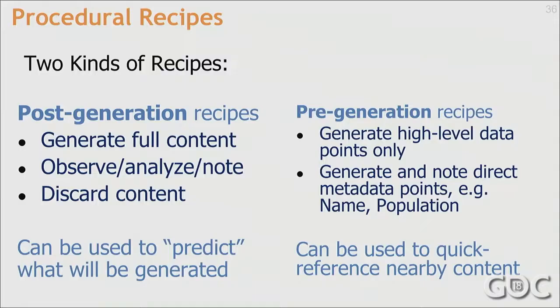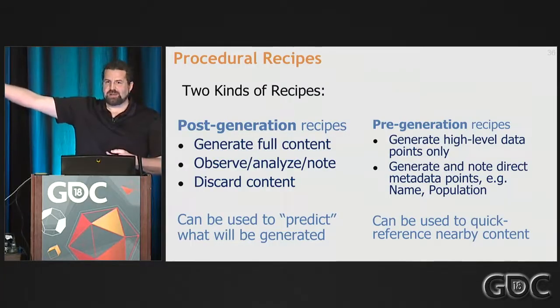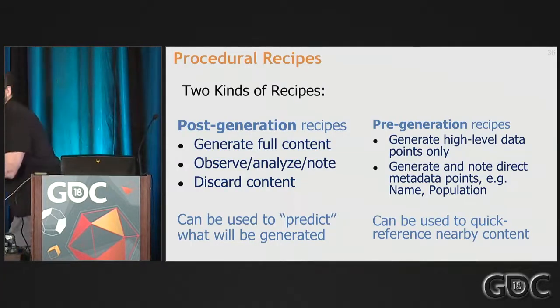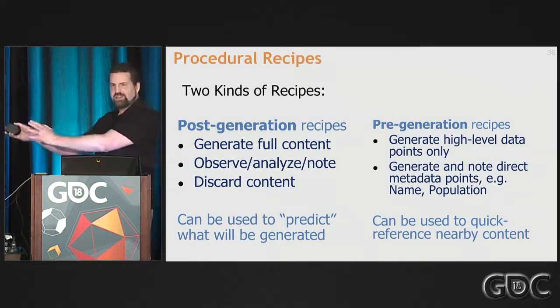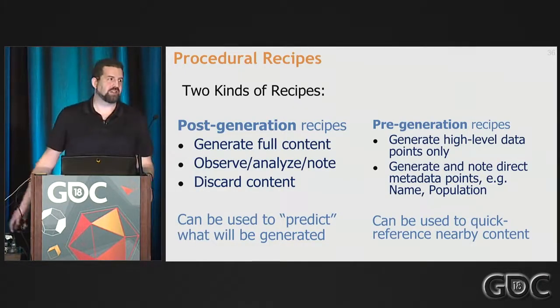And the pre-generation recipes are good enough for just a quick peek into some neighboring content. So I'm on a planet, there's another planet nearby. What's that planet's name? It's Vulcan. Okay, cool, that's the planet Vulcan. I didn't need to know everything about that planet, but I can ask the questions and get quick answers.